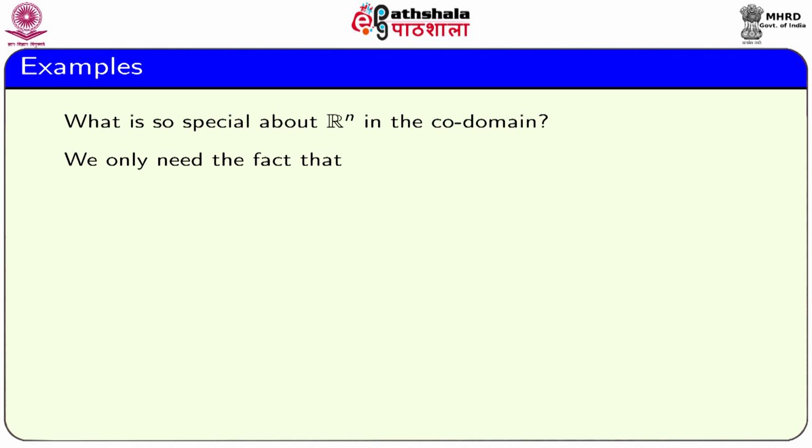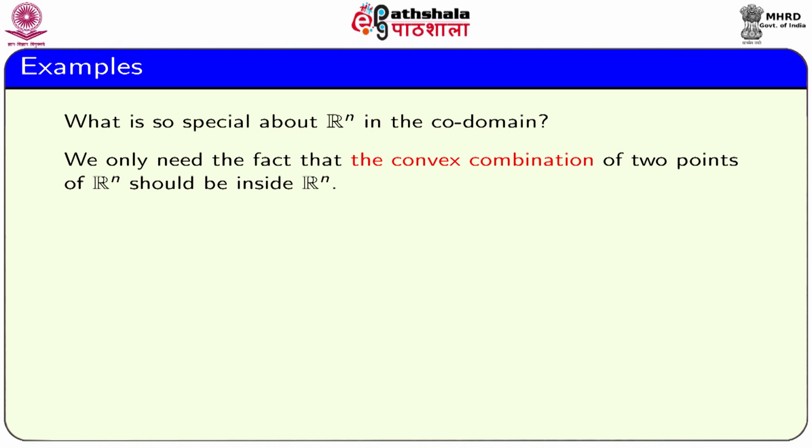We only need the fact that the convex combination of 2 points of Rn should be inside Rn. That means, given 2 points in Rn, we want to join them by a straight line, and what we want is that the line should be within Rn. All the points on this line should be within Rn. So that is what we mean by convex combination.